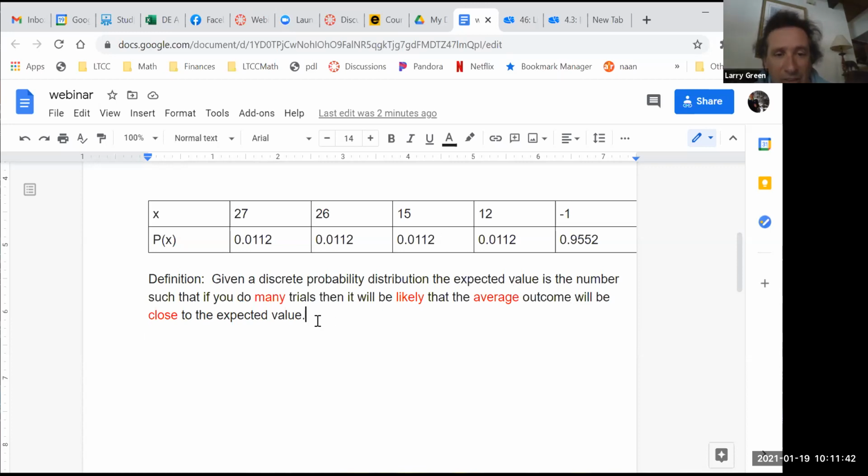Okay, so then there's a formula, and I'm not going to get into it, you can read in the book and get the formal formula. Basically you're multiplying the probability times the value of X and then adding them all up. So it's 27 times 0.0112 plus 26 times 0.0112, etc. You just keep going until you're done. That's the expected value. But that's a hard way of doing it. What's the easy way of doing it?